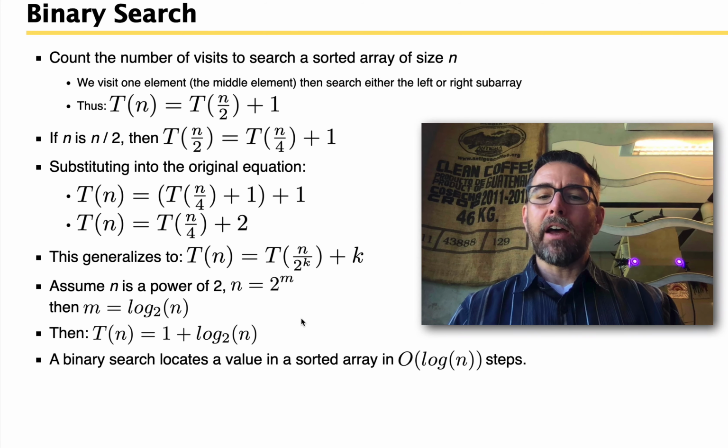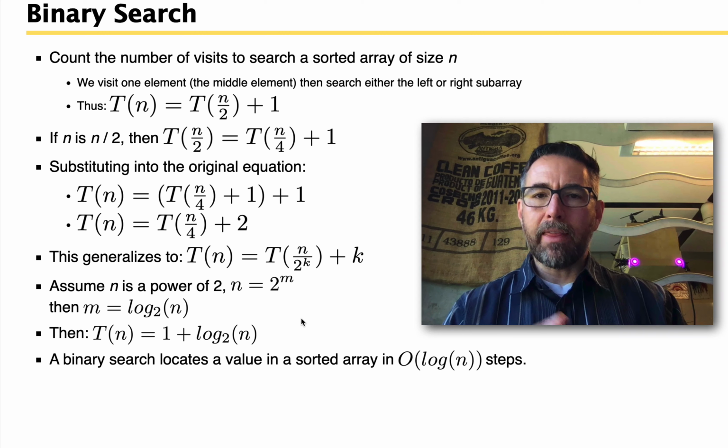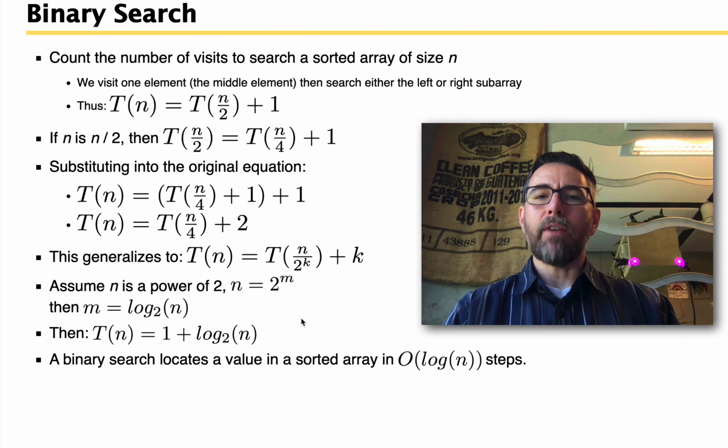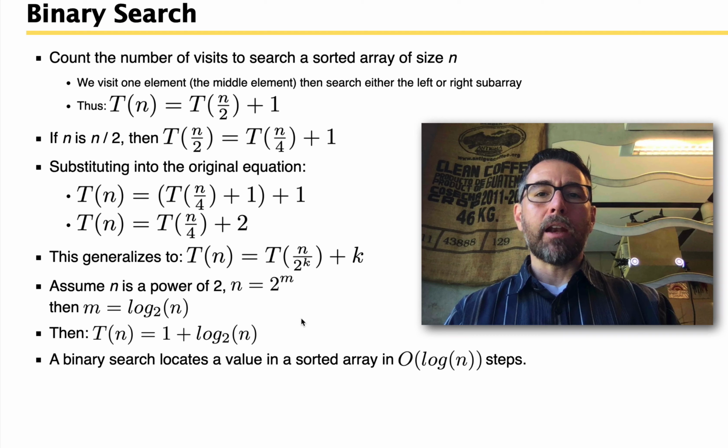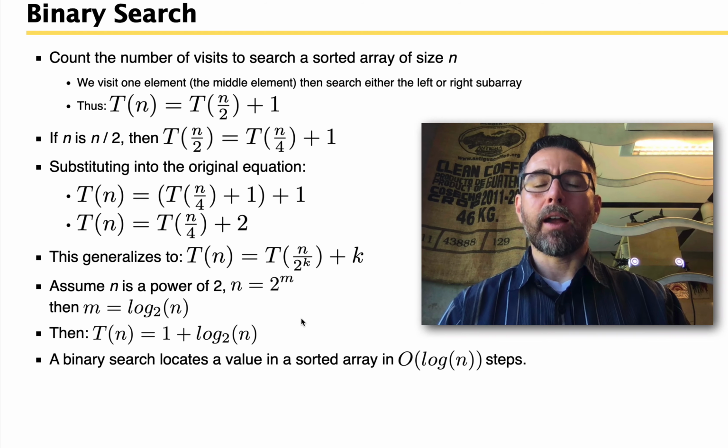Using the way that we evaluate efficiency, we find the highest growing term, that's log base 2 of n, and we throw away any constants, and so the base doesn't matter as a result of the way in which all logs are related by a constant. And so the running time of binary search is order log n.